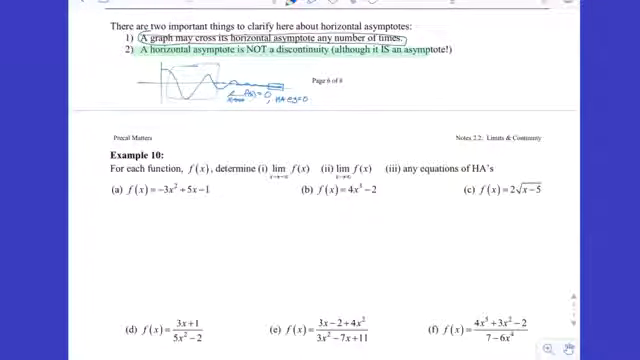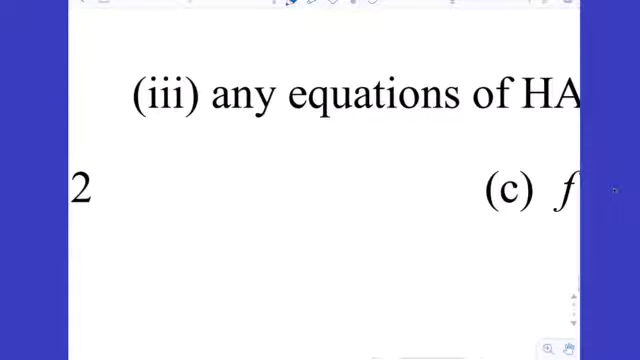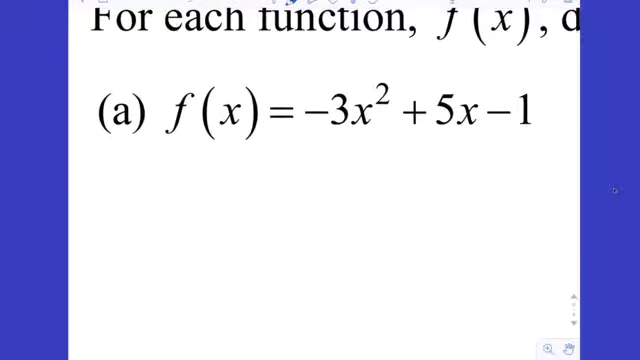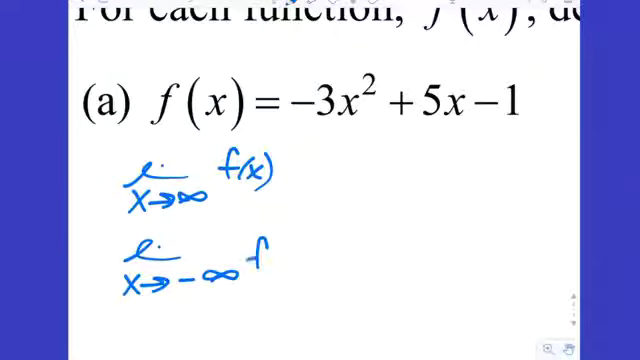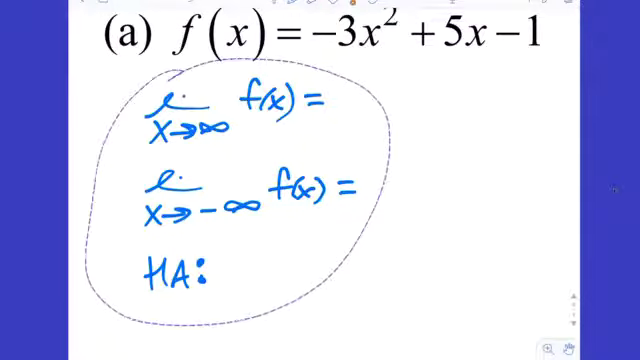Okay, here we go. Example 10. For each of the following functions, we're going to determine the left-end behavior, the right-end behavior, and then we're going to determine if the graph has any horizontal asymptotes. And we're going to do it without the graph. So here we go, example A. Let's go ahead and write our steps out. The limit as x goes to infinity of f of x. The limit as x goes to negative infinity of f of x. And then horizontal asymptotes. Remember, if the answer to either one of those at the top is an actual y value, we will have a horizontal asymptote. I'm going to copy this and paste it on the next couple of problems. It's kind of a nice thing to be able to do with Notability.